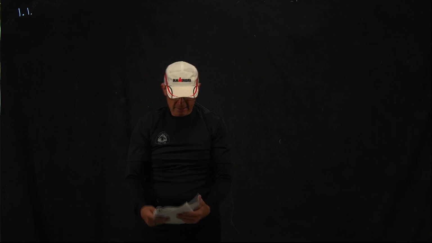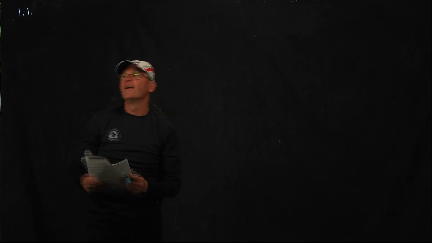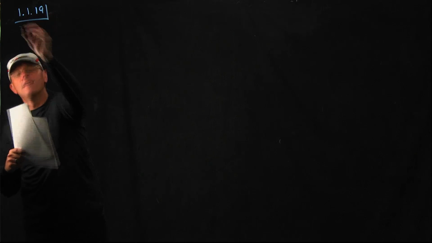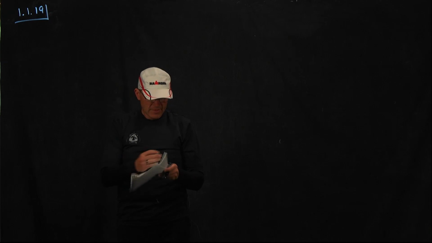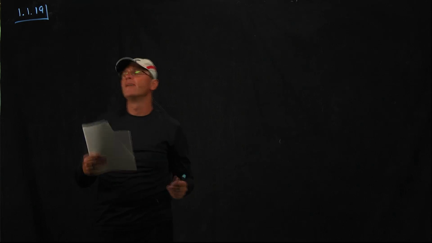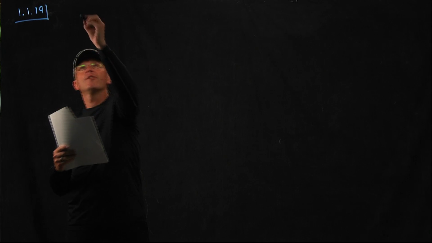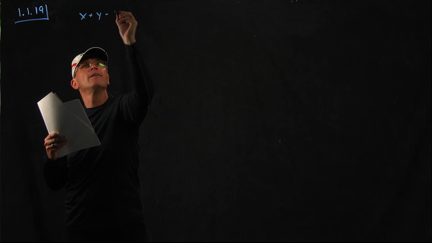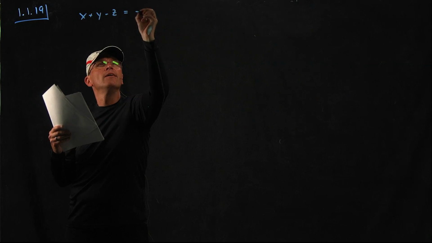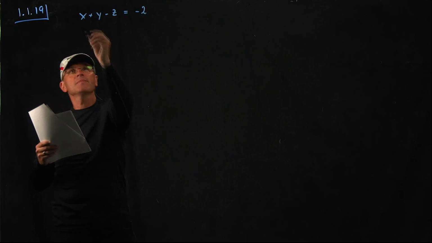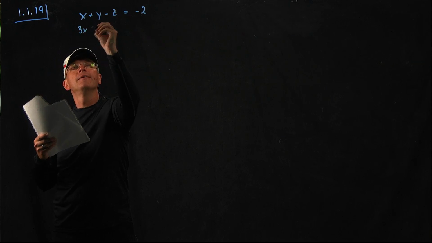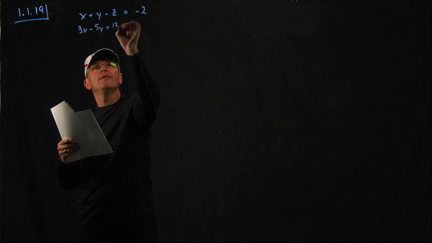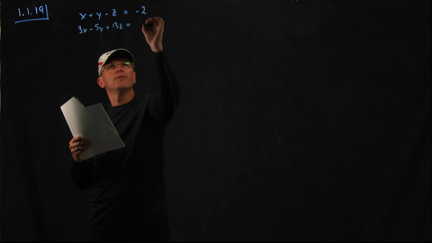What is next? Oh, this is a fun one. Definition of fun may vary, but I think this is fun. This is number 19. We have, again, a system of 3 equations. Start to feel kind of familiar. So we have x plus y minus z equals to -2. 3x minus 5y plus 13z equals to 18.